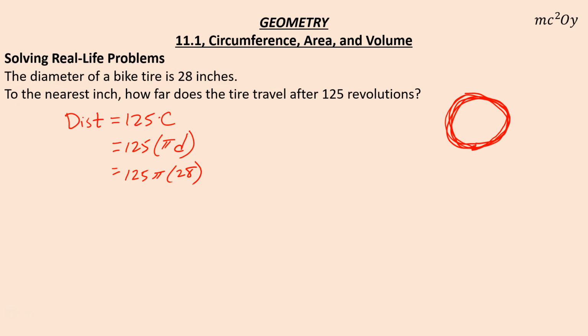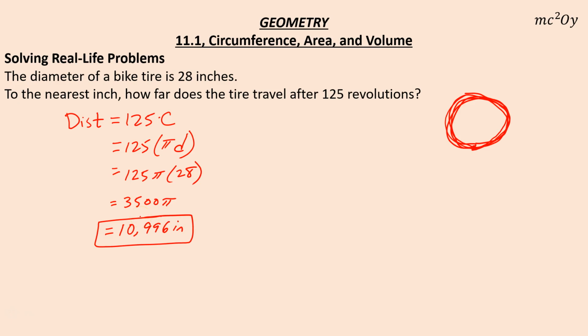Okay, and 125 times 28, well, that gives us 3,500. So in terms of pi, it's 3,500 pi, which if we do the math there, that is 10,996 inches. That's how far it travels.